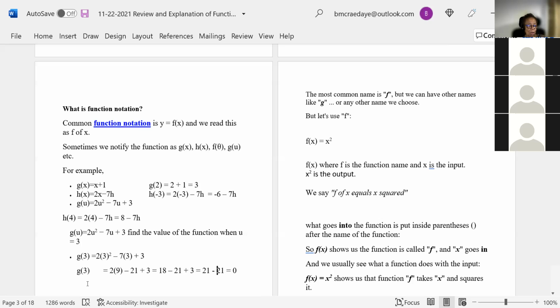Always put your input in your function. It makes it easier when you're calculating it. If I have G of U, but when my U is 3, put that 3 where the U is. Then wherever you have U on the right, you put the 3. So if you're looking for G of 3, say G of 3. Don't leave it as G of U, because now you're making a substitution for this variable. And that substitution is the 3 for the U.